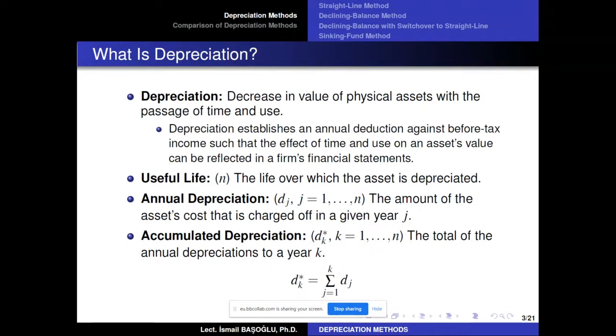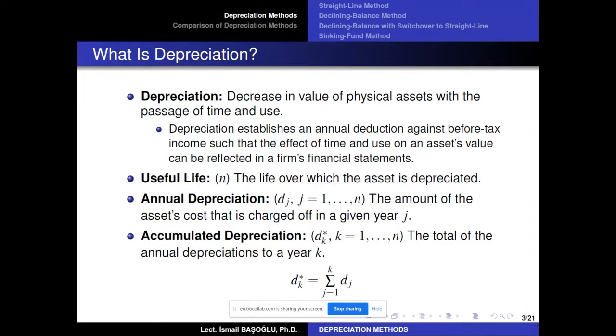Because of that reason, there is a concept called salvage value. For example, if you purchase a machine for $10,000 right now, and if you use it for 10 years, at the end of 10 years, when you want to sell this machine, it may not be possible for you to sell that machine for $10,000 again. So it is going to depreciate. Therefore, there will be a decrease in the value of this physical asset.